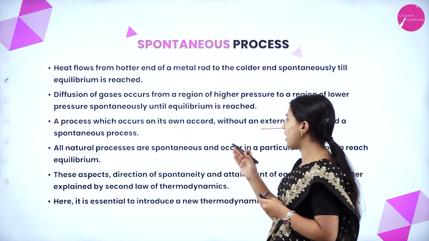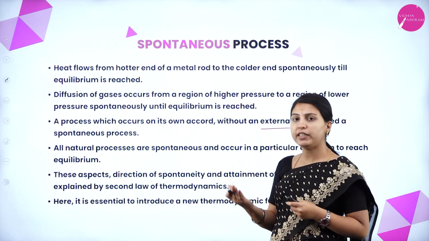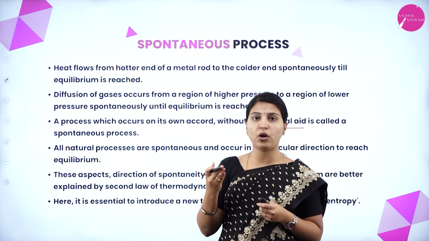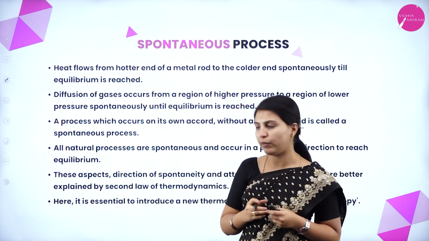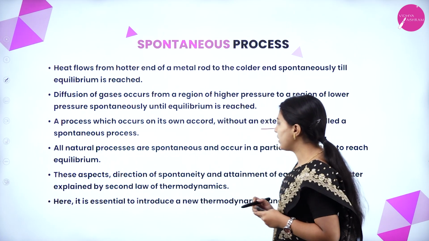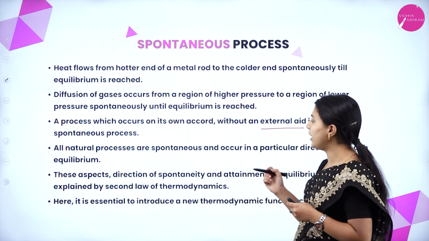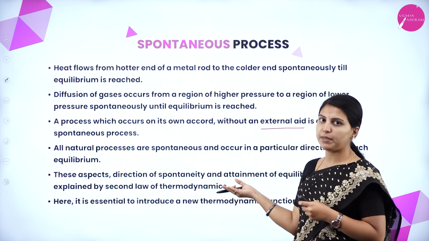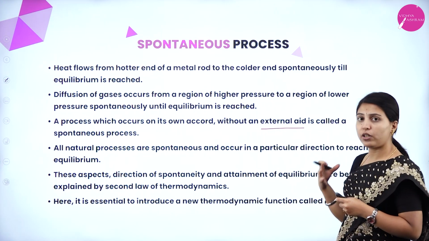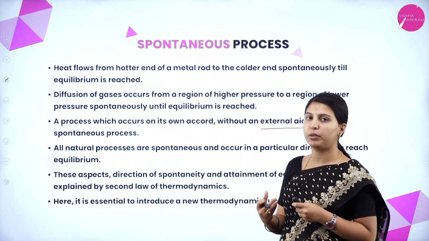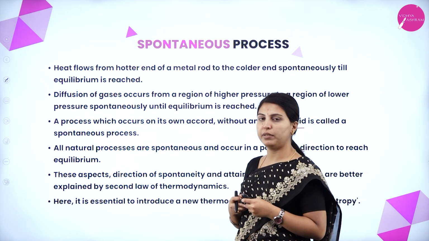All natural processes are spontaneous and occur in a particular direction to reach equilibrium. Whatever natural process we can observe in the environment, all are spontaneous processes. When will it stop? After it reaches equilibrium. These aspects, direction of spontaneity and attainment of equilibrium, are better explained by the second law of thermodynamics. All these aspects of spontaneous process, direction of spontaneity and also attainment of equilibrium, how it will reach equilibrium, these three aspects will be explained by the second law of thermodynamics thoroughly.